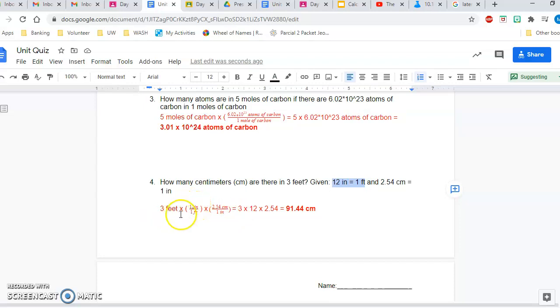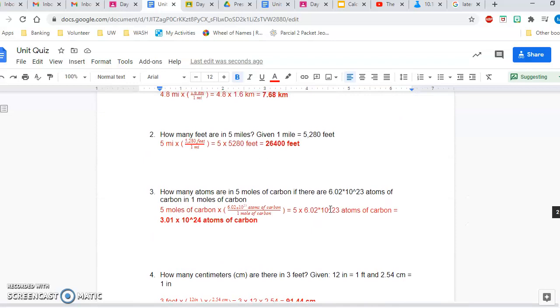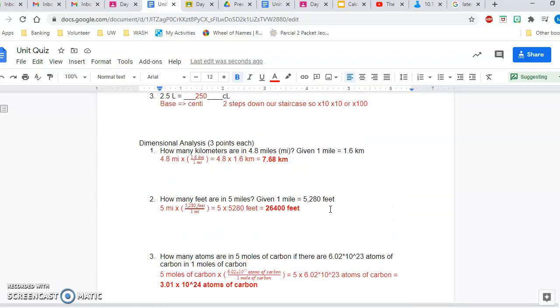So if I were to stop here, I'd be left in inches. Well, I want to get to centimeters. I don't want to be in inches. So what I'm going to do is use my second conversion factor and put inches on bottom. So now I'm going to say 1 inch is 2.54 centimeters. So what I type into my calculator is 3 times 12 times 2.54, which is 91.44 centimeters.